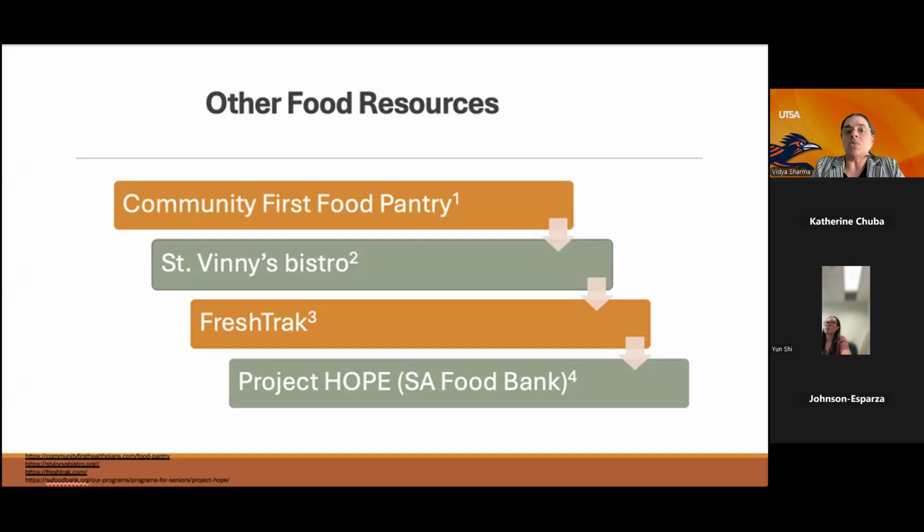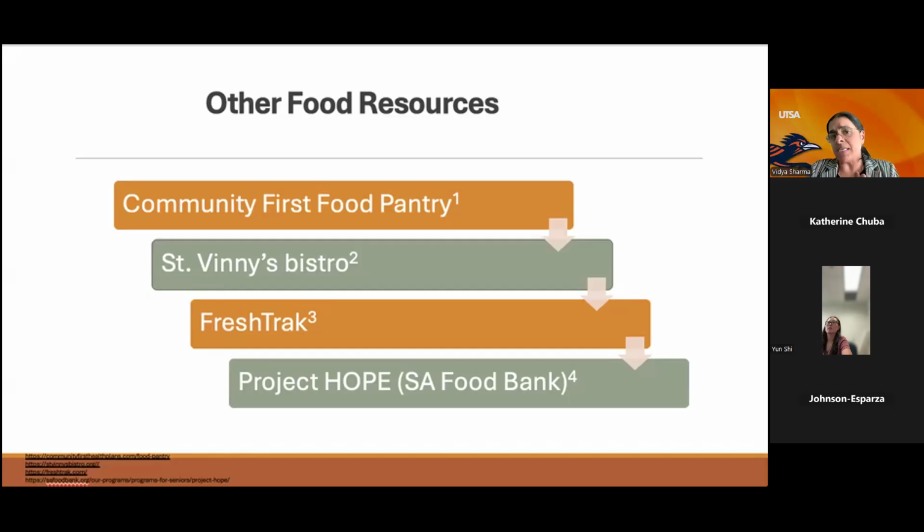These are some more. One is Community First Food Pantry. Community First is the health insurance plan that's offered through University Health. They almost look like mailboxes, and they are stationed in different areas in San Antonio. On the outside they say Community First Food Pantry, and they are stocked with different kinds of non-perishable foods, not perishable foods. Anybody who cannot afford food can open that box and grab a bag.